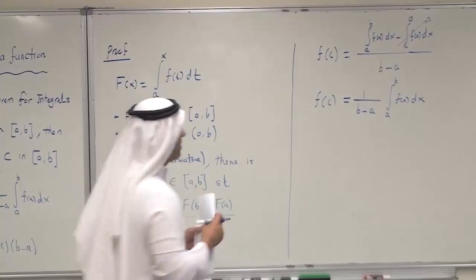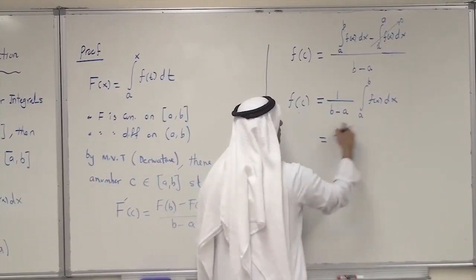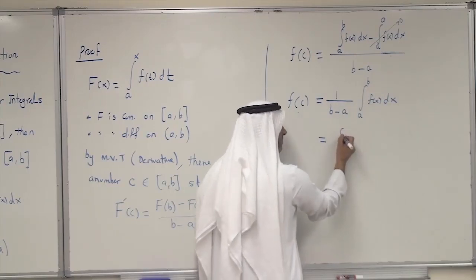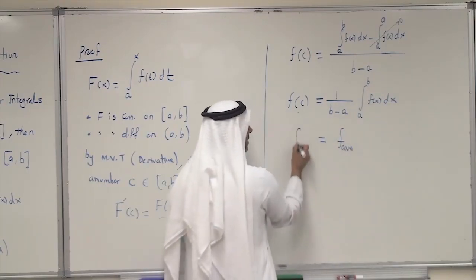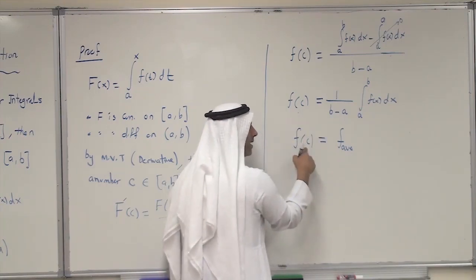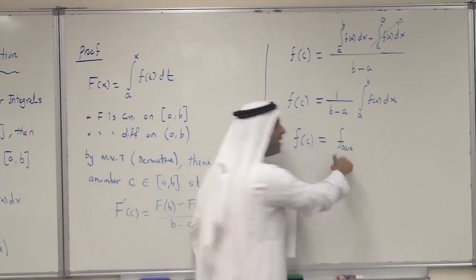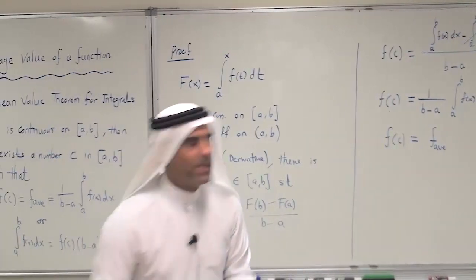Now, what is this? The right-hand side, you can recall the definition of the average value. This is nothing but f average, and this is equal to f of C. So, meaning there is at least one C between A and B whose image is exactly equal to the average. Now, let us come back to our example.